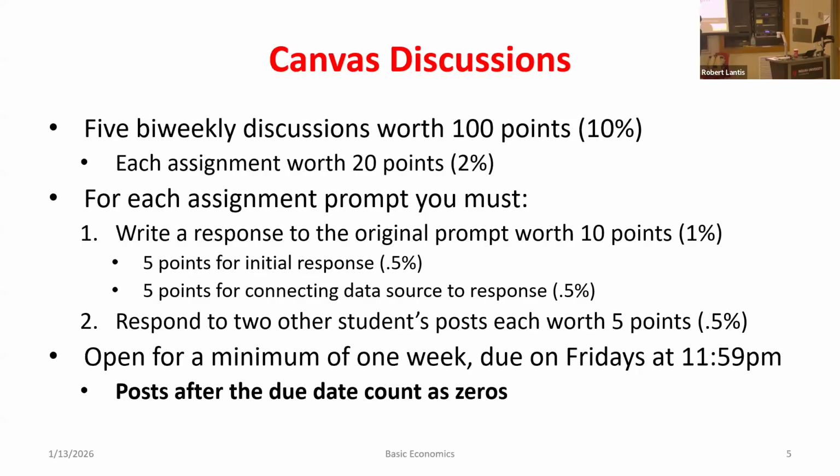Another 5 points will come from connecting your initial post and mentioning something about what you found in that data set. So that's a total of 10 points. If there are a total of 20, the other 10 points come from responding to 2 other students' posts. Each of those responses is worth 5 points. That means every single assignment is going to be 5 plus 5 plus 5 plus 5, or 20 points.